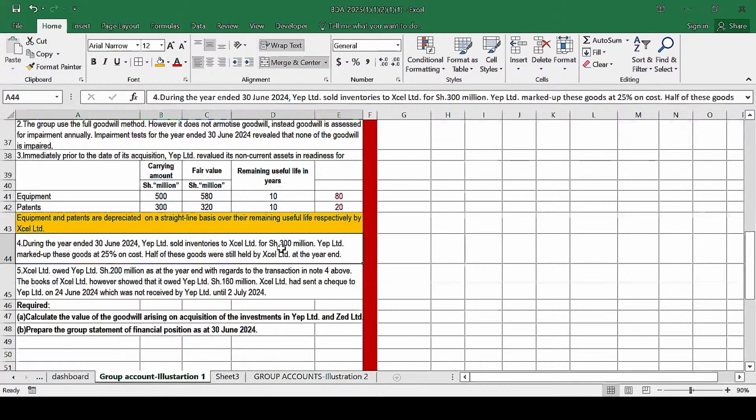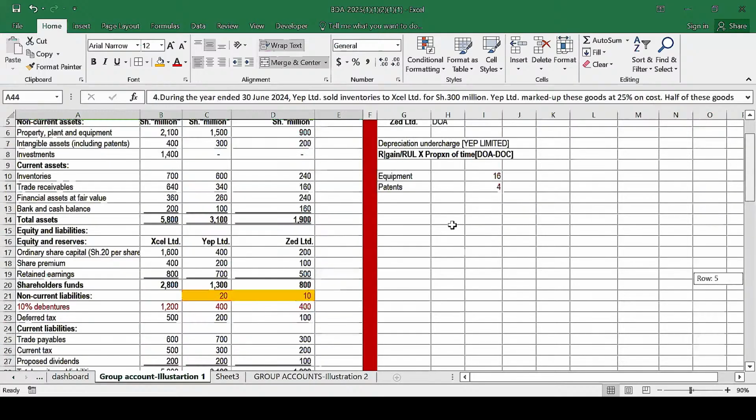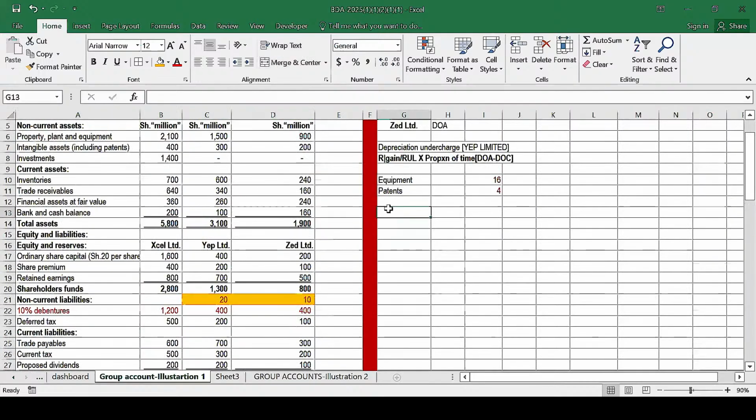But are we preparing the consolidated statement of profit or loss? No. What we are interested in here is the amount of unrealized profit. You're told that YEP Limited marked up these goods at 25% on cost, and half of these goods were still held by OL Limited at the end of the year. Quite simple. So what we need to do here is compute something called URP, unrealized profit on inventory.